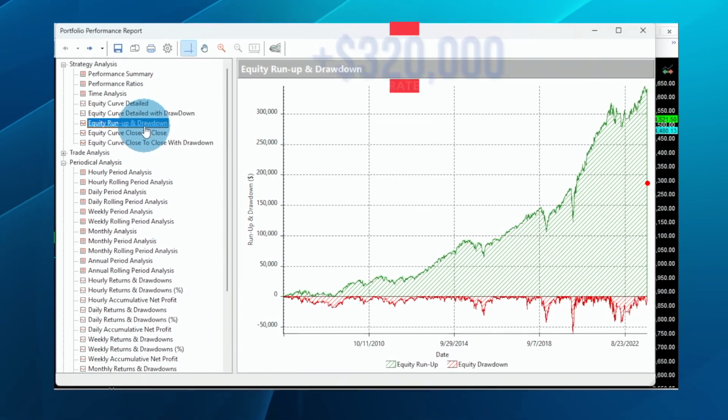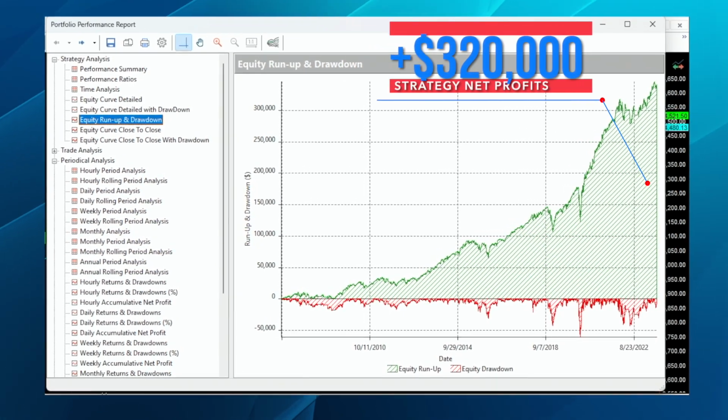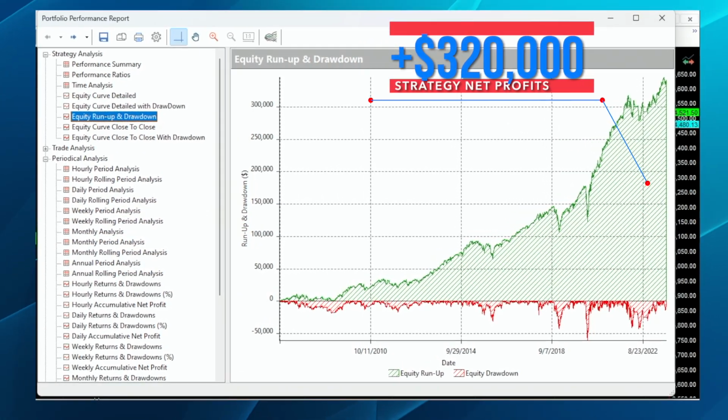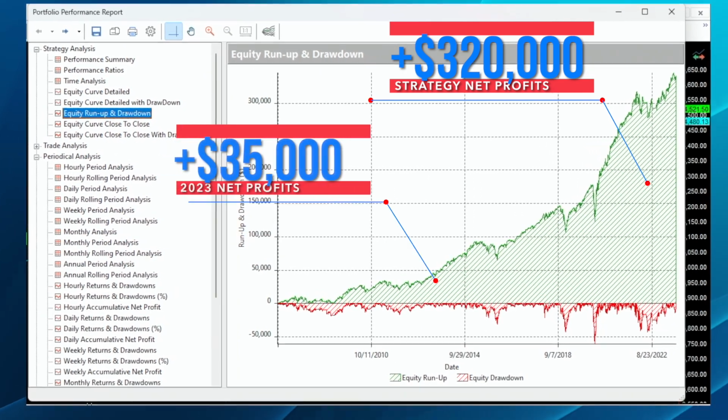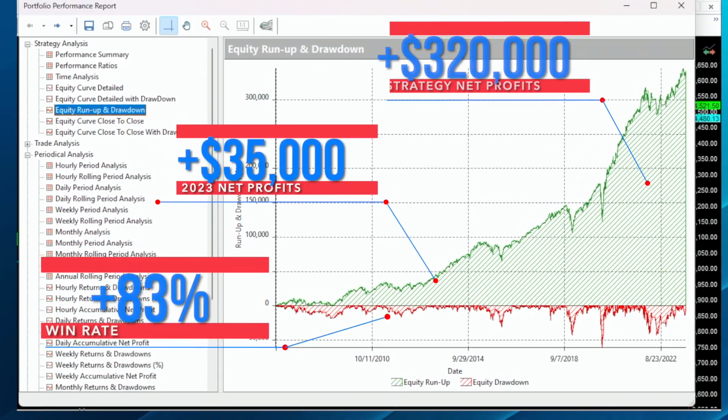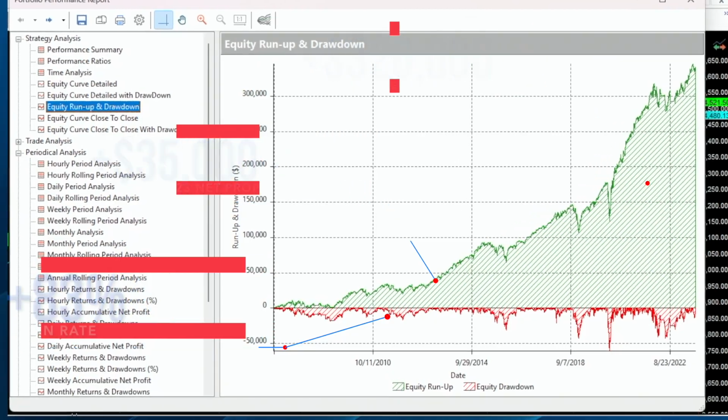This strategy made over $320,000 over the past 15 years and $35,000 so far this year with a win rate of above 83%.